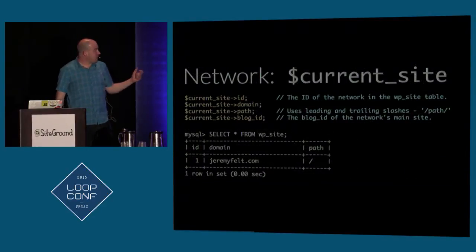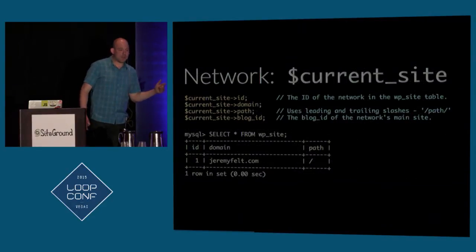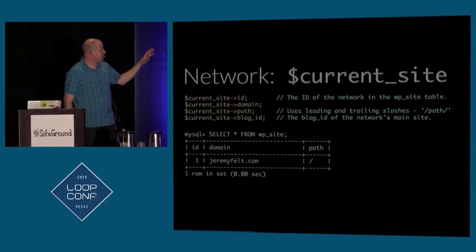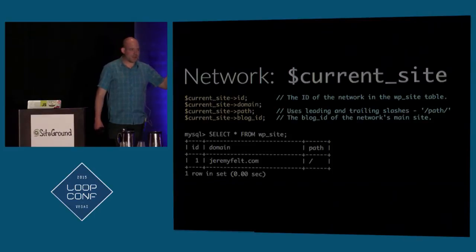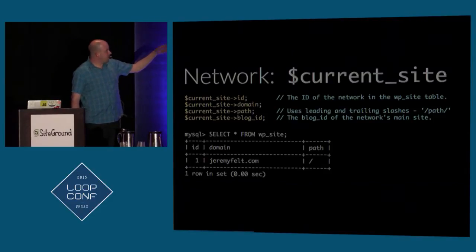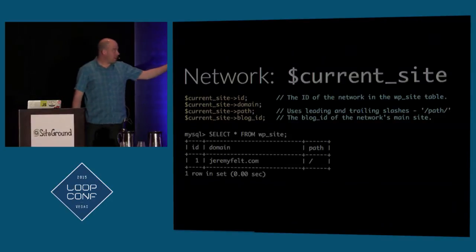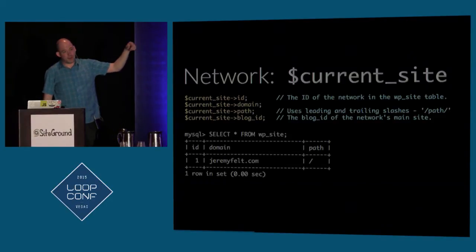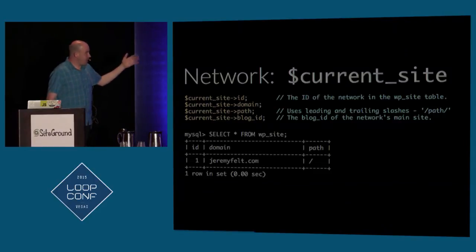And there's a couple of things that help us keep track of that, and they're badly named. So there's the network global, which is current site, and it tells you which network you are currently loading. That's populated with some information from the database. There's an ID that correlates to the WP site ID, the domain, the path, and then the blog ID, which correlates with the ID from the blog in WP blogs. That is this network's main blog.